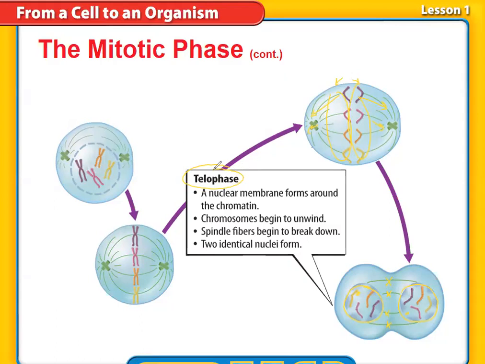Anaphase. No. Metaphase. Which one? You can say 1, 2, 3 if you don't remember the names. That's one. Prophase. Prophase. Excellent. One, the membrane disappears.